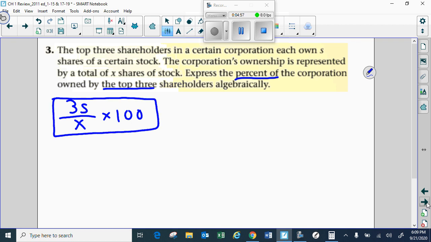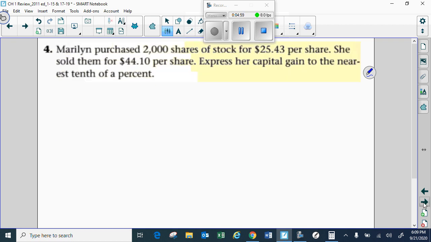Okay, number 4. Marilyn purchased 2,000 shares of stock for $25.43 per share. She sold them for $44.10 per share. Express her capital gain to the nearest tenth of a percent. Okay, so we're talking about percentages here for capital gain. Remember, that is new minus old divided by old. That's going to give us a decimal, and then we have to multiply that by 100.